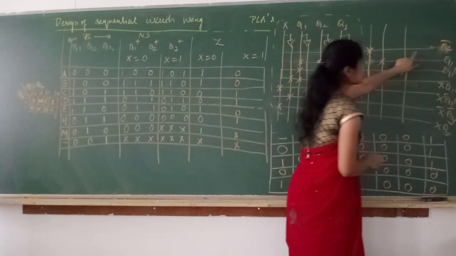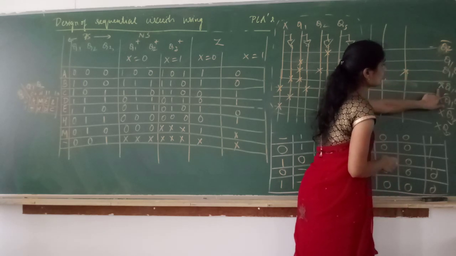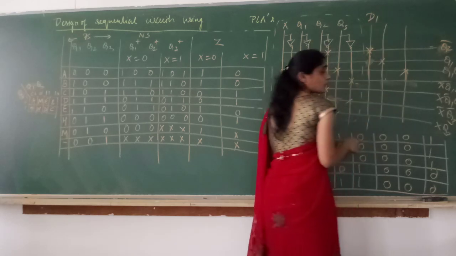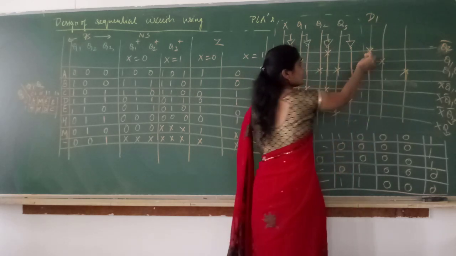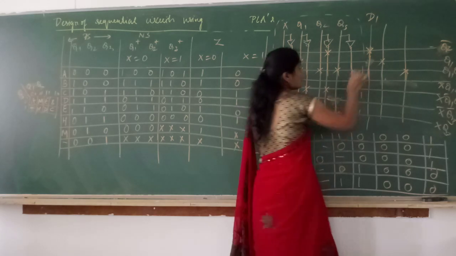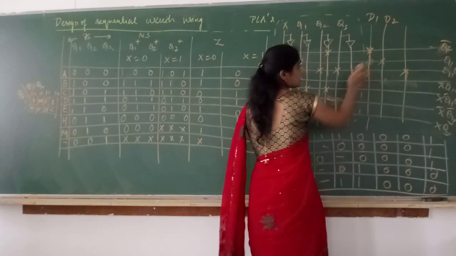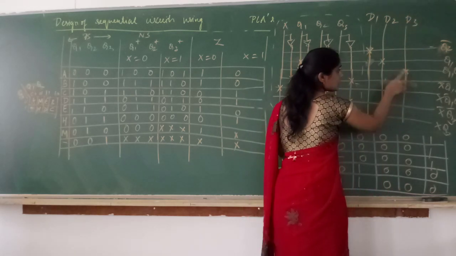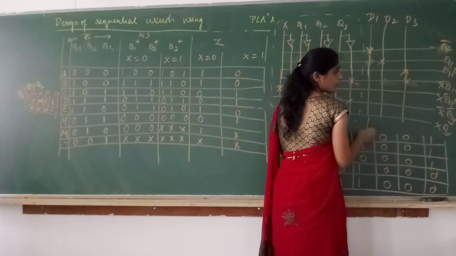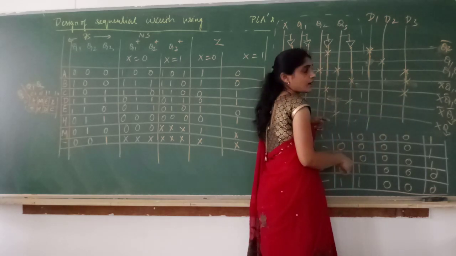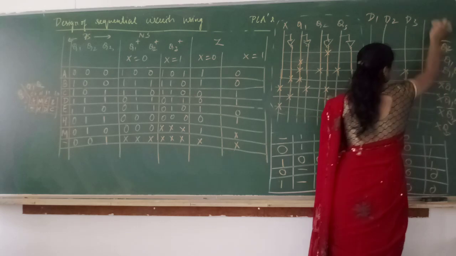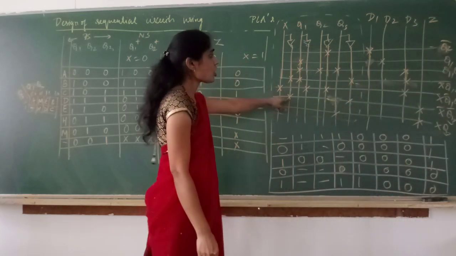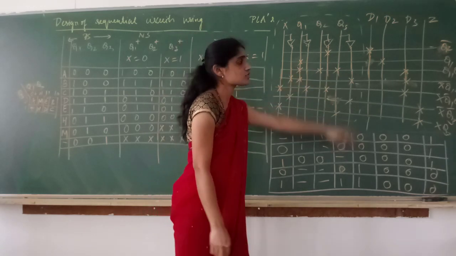Now, this line is for Q2 bar, and these lines are Q1, Q2, Q3. Let me call this D1. The D1 equation is just Q2 bar, so connect only Q2 bar. The D2 equation is only Q1, so just connect Q1. D3 is Q1, Q2, Q3 plus X bar, Q1, Q3 bar plus X, Q1 bar, Q2 bar, so connect all three. Similarly, for Z, it is X bar Q3 bar and X Q3; connect both. This is the AND array and that is the OR array.